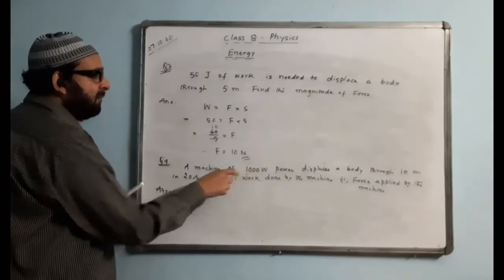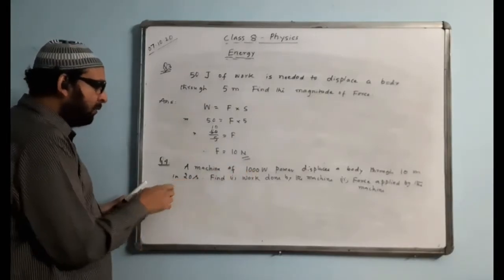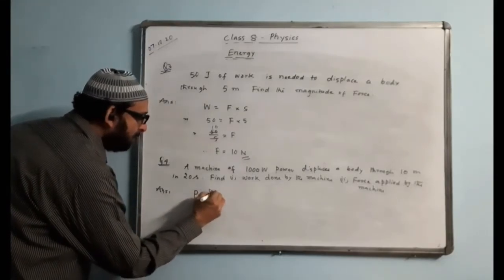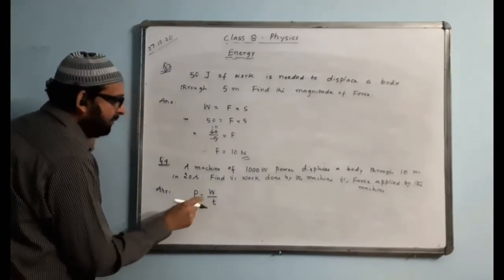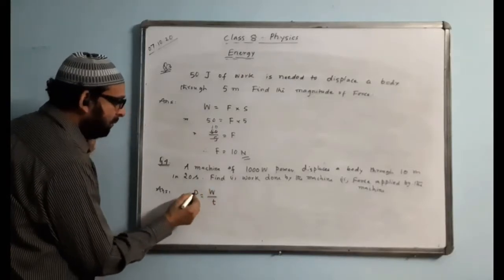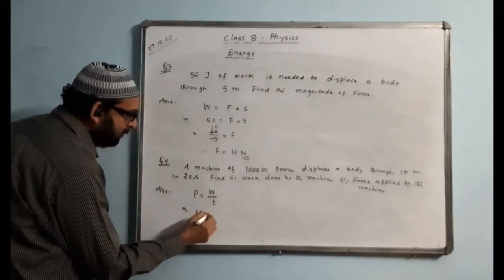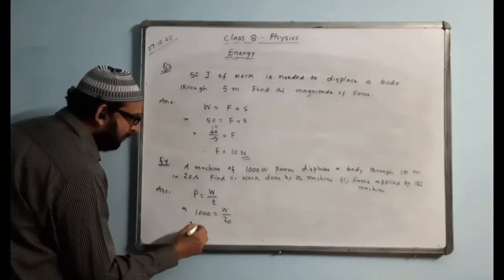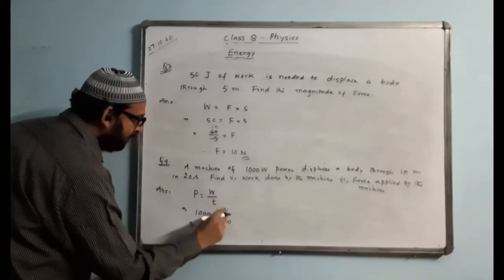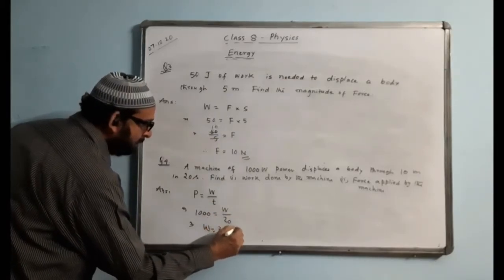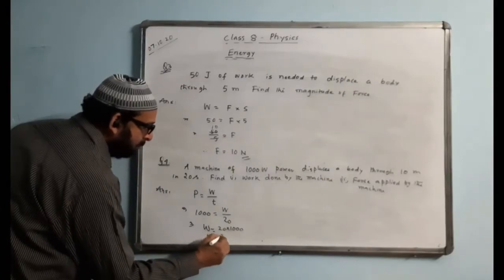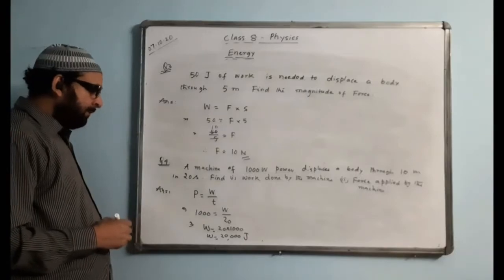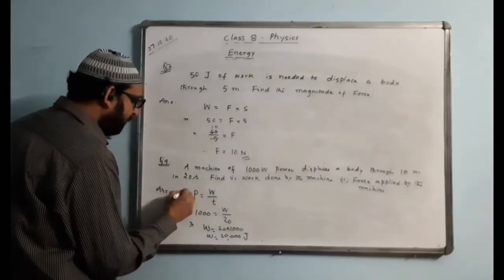This time power is given and time is also given. So the first formula will be power is equal to work by time. Let us find the unknown. The unknown is work here. Power value we have, 1000. Work we have to find, and time is 20. Therefore, the value of work is coming by cross multiplication, 20 into 1000. The answer of work will come 20,000. Unit of work is joules. This is the answer for the first part.